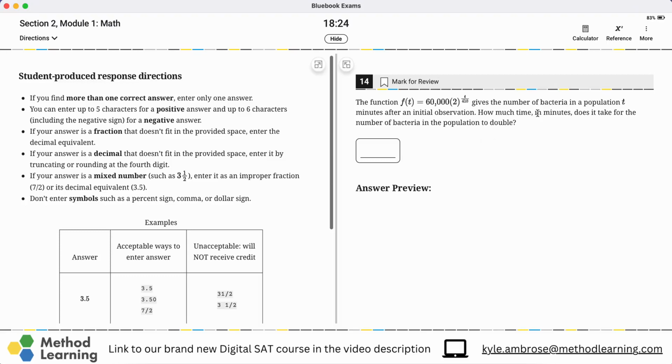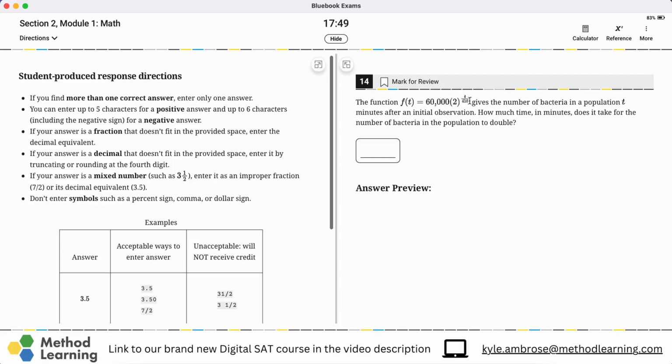How much time in minutes does it take for the number of bacteria in this population to double? Well, double, notice, is multiplying something by 2. And sure enough, we are multiplying our number by 2. That's what the parentheses means when it's 2. Remember we said in an earlier question that the number in the front is the initial value. If we want to take 60,000 bacteria and double it, we just need to do 60,000 times 2.